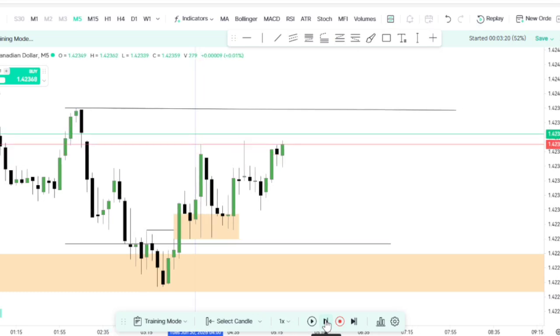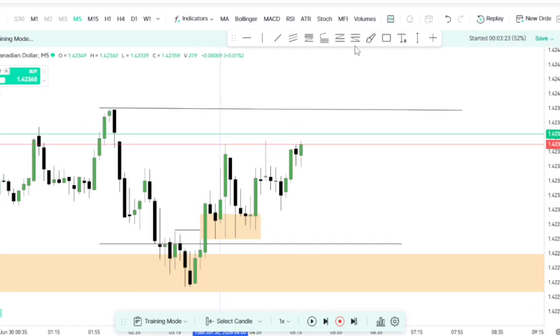Now this was the place I got in. You may ask why I got in here. You can see we have this little FVG here, and another little FVG here, and price closed above these down close candles. Also we have this FVG here, and price is testing it.